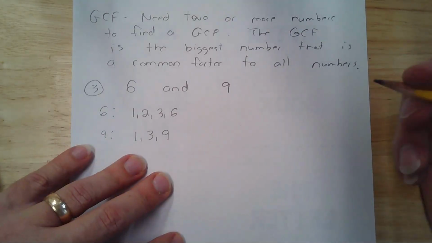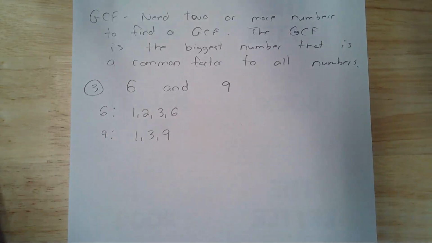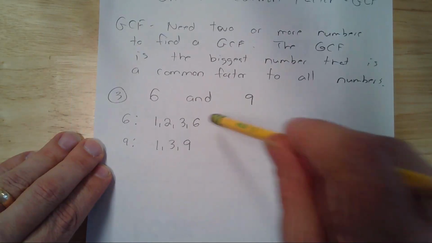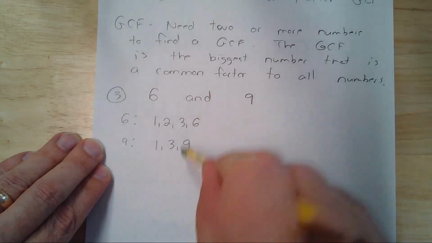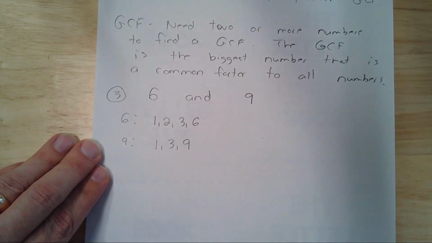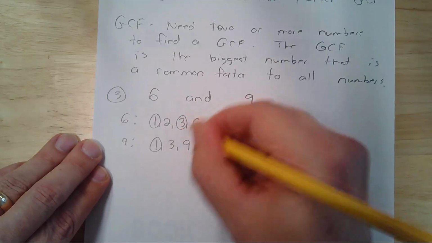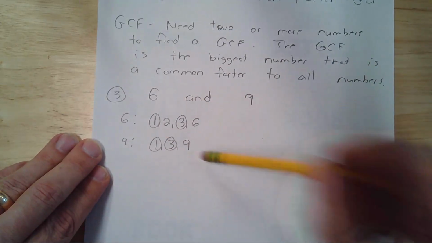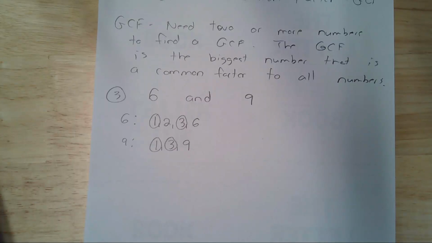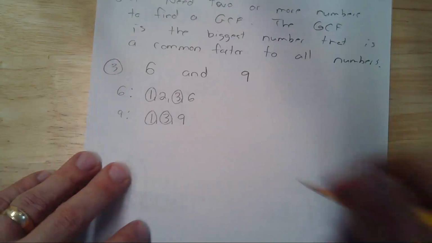Okay? Now, it says circle the common factors. So my question is, which of these numbers are factors to both? 3 and 1. Right. Common factor, common factor. 2, 6, and 9 are not common factors. So try number 4.